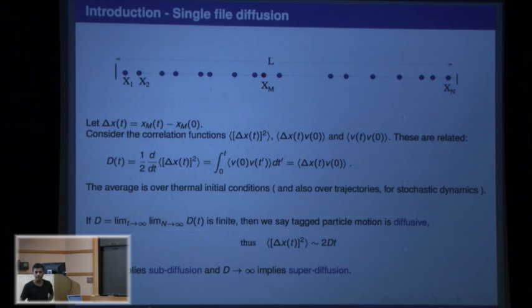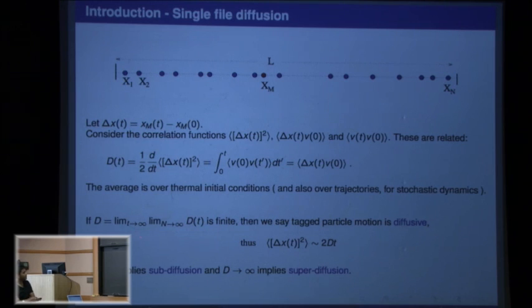What goes to 0 if you don't do something? If I take a finite system and then let time go to infinity, then delta x squared is bounded. So either it keeps oscillating, or it goes to 0. Yeah, it could keep oscillating, or it goes to 0.